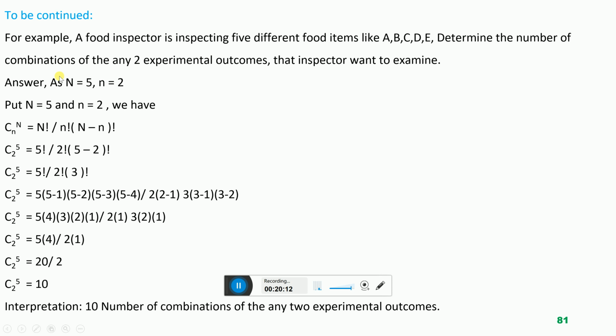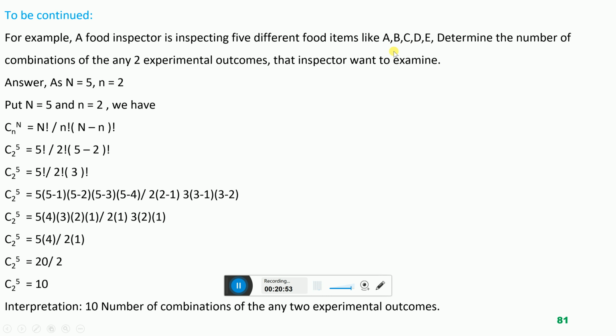Here the capital N represents the large group of food items, and small n represents the combination of the group of items that the inspector wants to inspect. Now the inspector can choose any two. The inspector can choose AB, but can choose AC also. The inspector can choose AD also. The inspector can choose AE also.